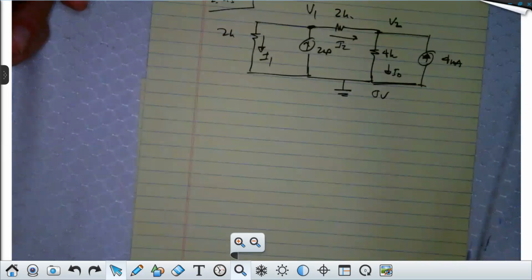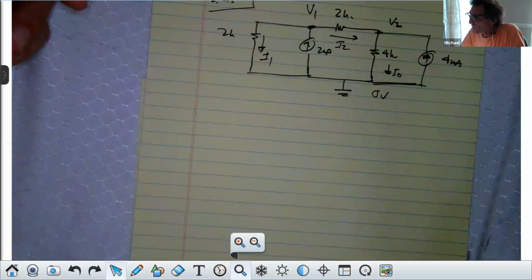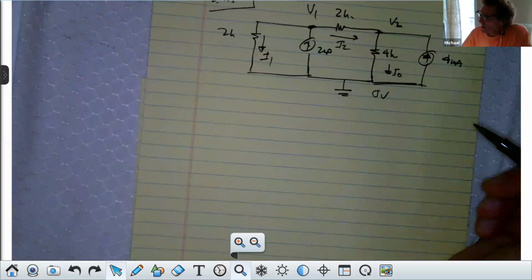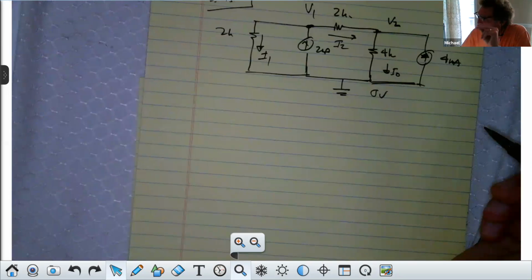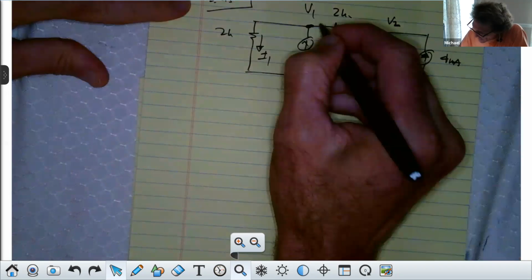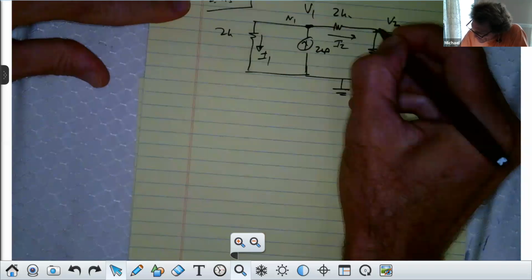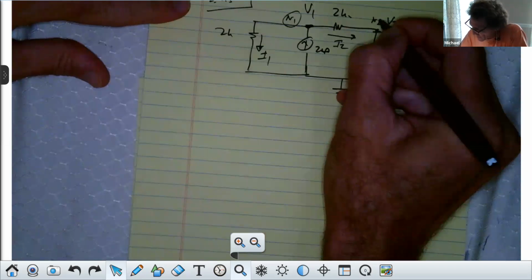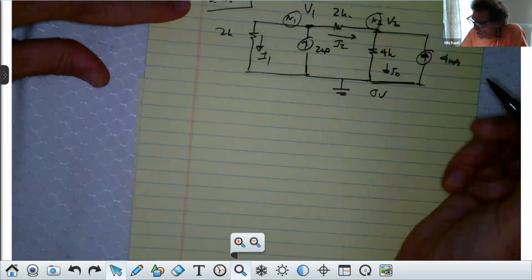Dr. Baginski, how do you know which direction to draw the current? You can put them any way you want because we're going to use Kirchhoff's current law. The sum of the currents going into a node is equal to the sum of the currents going out of it. That's it. And you might get a value that's negative, but no problem. Now that's node 1 and that's node 2. You don't have to label that, but I do at this point to make sure we're clear.